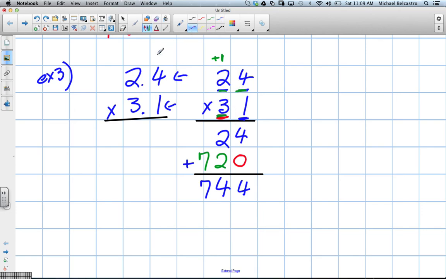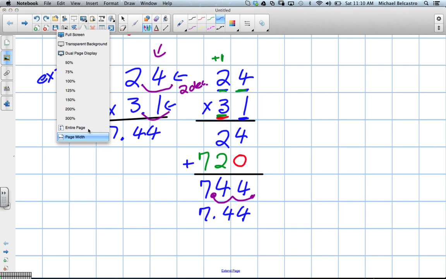Let's go back to the original question and count our decimal places. So how many decimal places are in 2.4? 1. How many decimal places in 3.1? 1. So a total of how many? 2 decimal places. So we're going to start at the very right, and we're going to count 2 decimal places to our left. 1, 2. So what is our final answer here? 7.44. That would be it.